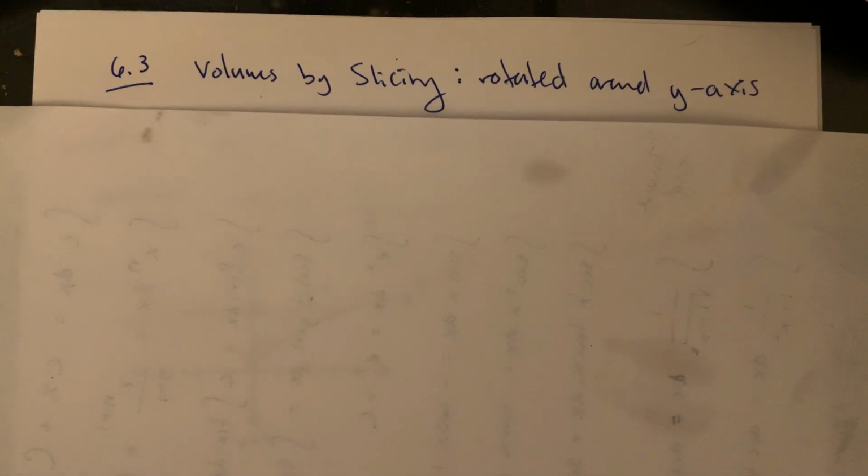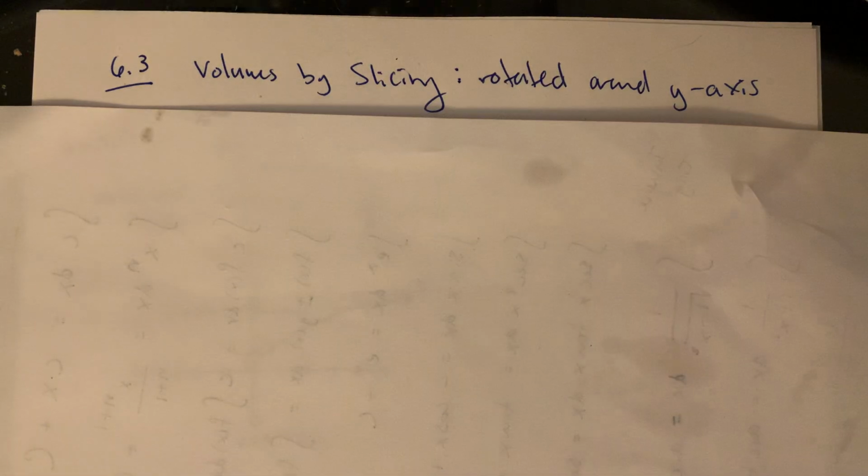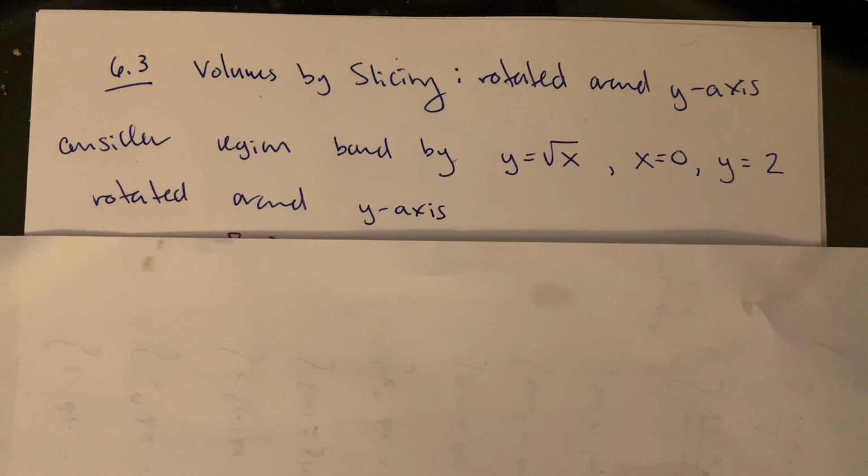All right, so let's keep going with these volumes. But let's flip the setup a little bit. Let's do volumes by slicing, but when they're rotated around the y-axis instead of the x-axis. This is similar in setup to areas between the curves, where you change your perspective from an x and dx perspective to a y and dy perspective sometimes. Back in 6.2, to find those areas, you need to change the way you're looking at it, and that can help with the setups.